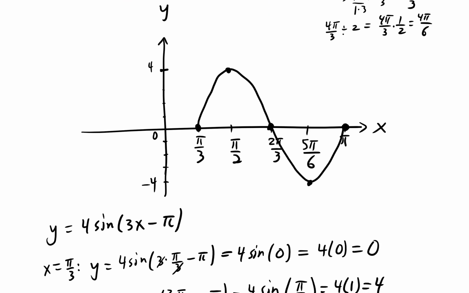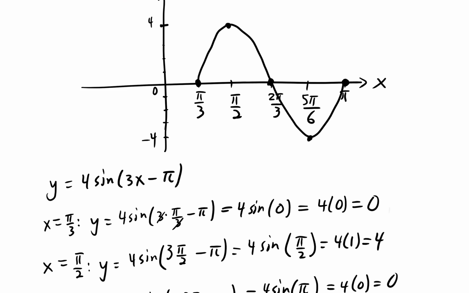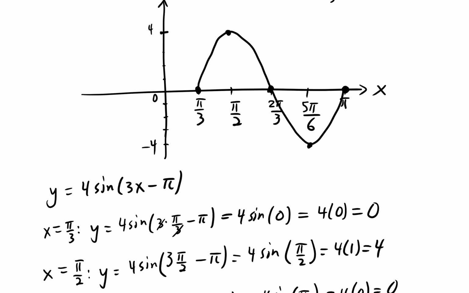So here I show you the values I substituted in. When I substituted pi over 3, the 3 cancels, so you get 4 sine 0, which is 0. You get 4 sine of 3 pi over 2 minus pi, which is 4 sine pi over 2. And sine pi over 2 is 1, that gives me 4.